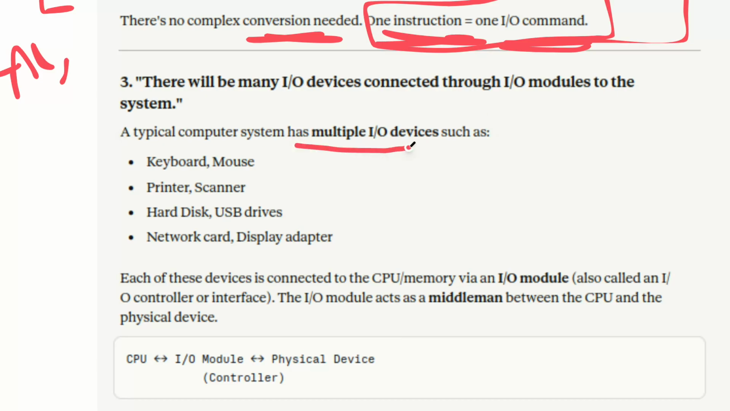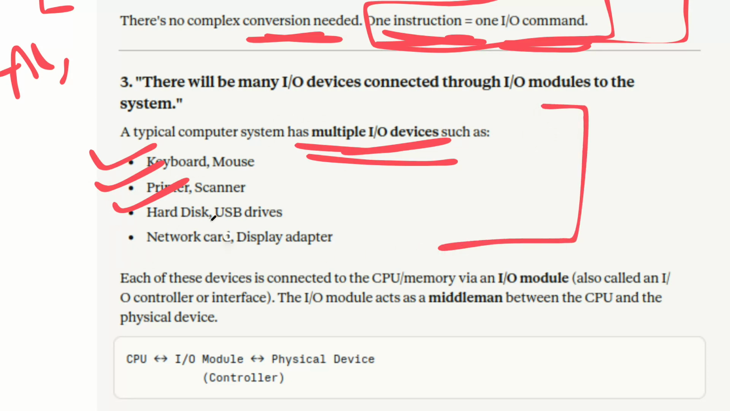A typical computer system has multiple IO devices. We know there are a lot of them: keyboard, mouse, printer, scanner, hard disk, USB. Each of these devices is connected to the CPU, memory and all. How? Through this IO module, which acts as an interface for the external device. So this IO module acts as a middleman between the CPU and the physical device.